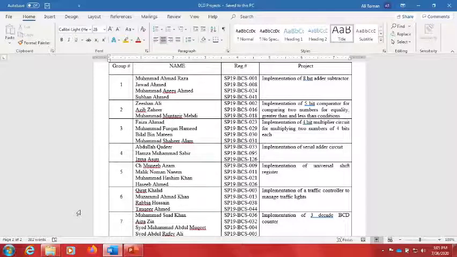Basically you have to implement a counter. With the help of a counter and some comparator circuits, you have to implement that traffic controller. The transition between the lights and the delay between the lights is up to you. How many seconds you want to delay, or how many seconds you require for the transition from one light to another. And you're going to simulate that traffic controller in order to manage traffic lights.